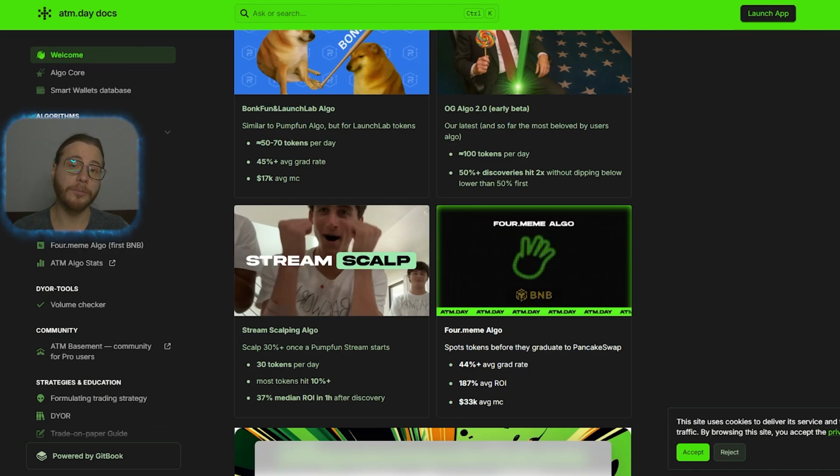And finally, the Four.meme algo, operating on the BNB chain. This one is surprisingly overlooked, considering the performance data. 44% plus average grad rate, 187% average ROI, and 33,000 average market cap. While most traders are focused almost exclusively on Solana, this algorithm highlights opportunities on BNB that tend to receive far less attention and less competition. Together, these 6 algorithms cover a broad spectrum of strategies: early detection, safety screening, momentum tracking, real-time data, and cross-chain opportunities.